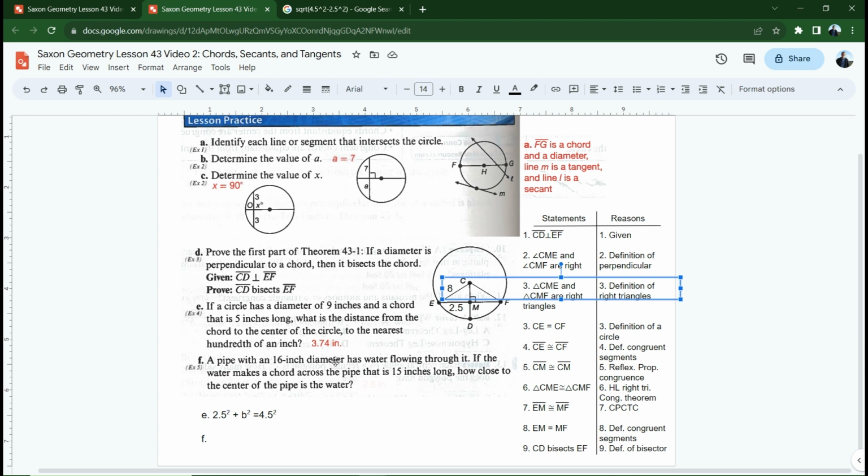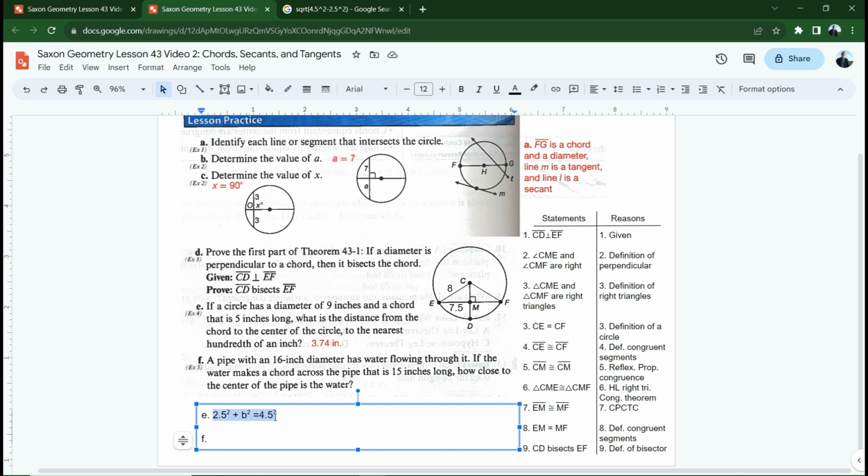All right, so we have a 16-inch diameter water pipe, 8-inch radius. The water that's flowing through it, this level down here would be the water level, makes a chord across the pipe that is 15 inches long. Well, half of that is going to be 7.5 inches, and that's the number I'm interested in because that 7.5 is halfway across the chord, and it makes my side of my right triangle there. If the water makes a chord that's 15 inches long, how close to the center of the pipe is the water? This is the exact same problem.